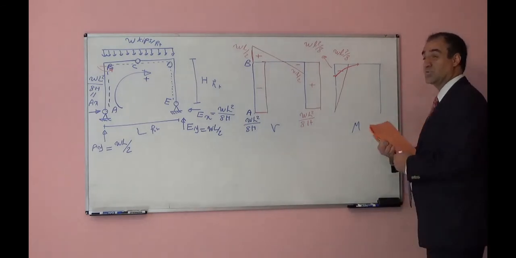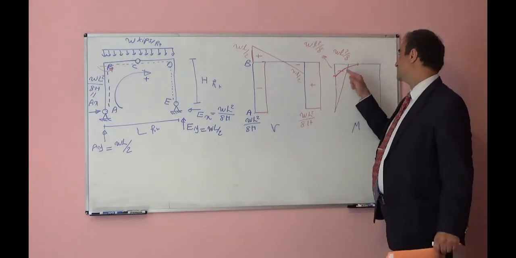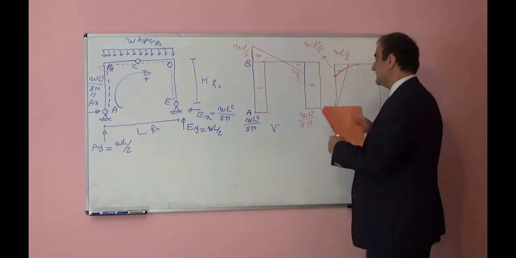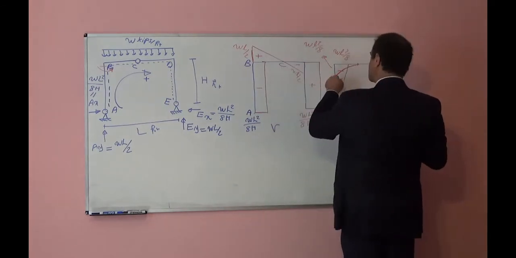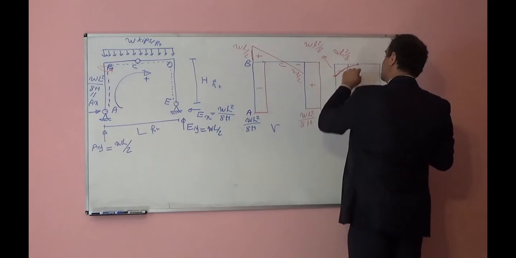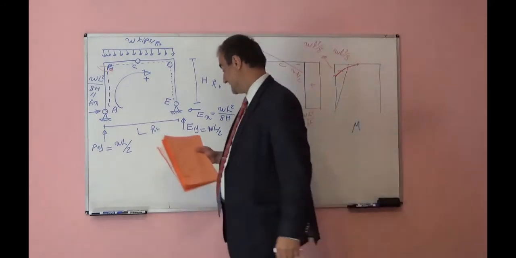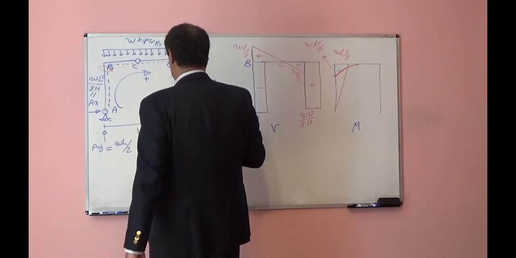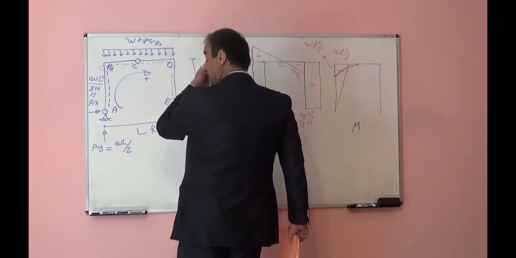Why? Because the slope of moment diagram means derivative of moment will give us shear. From B to C, shear is decreasing, so the slope of this curve should decrease, and you see it is decreasing. Let's see. Again, at D, what is the moment?